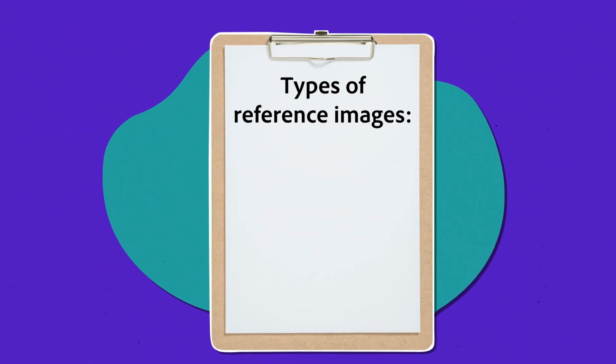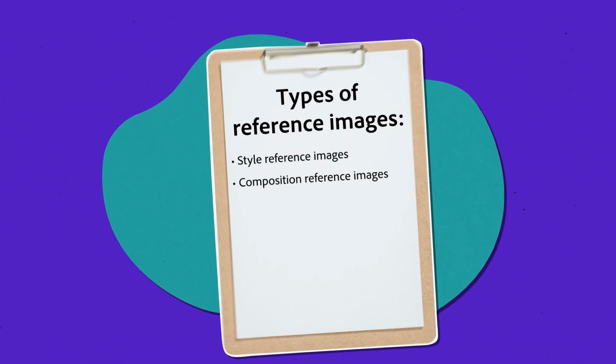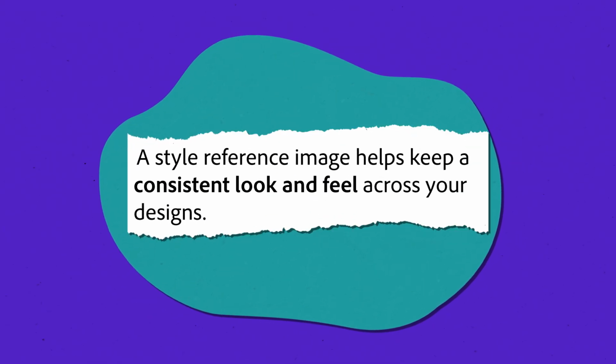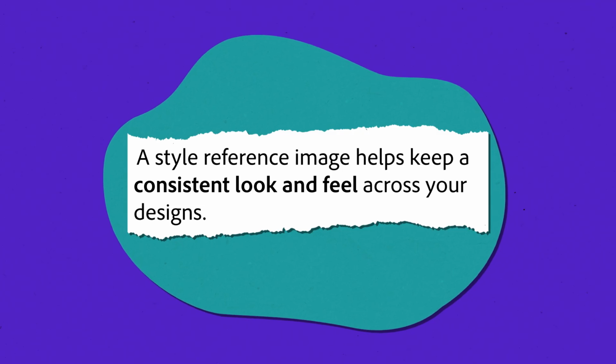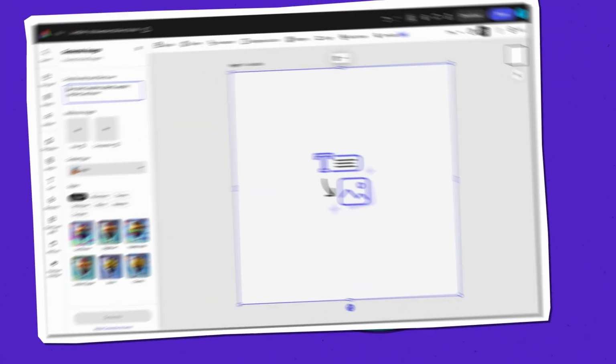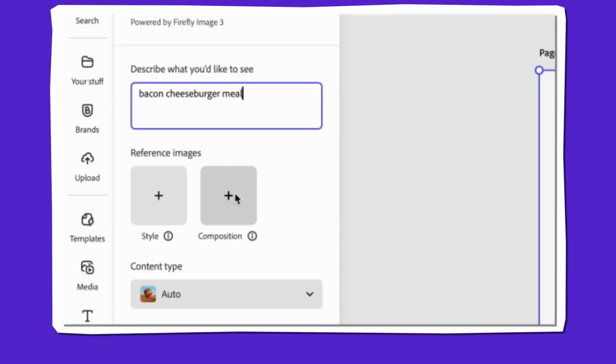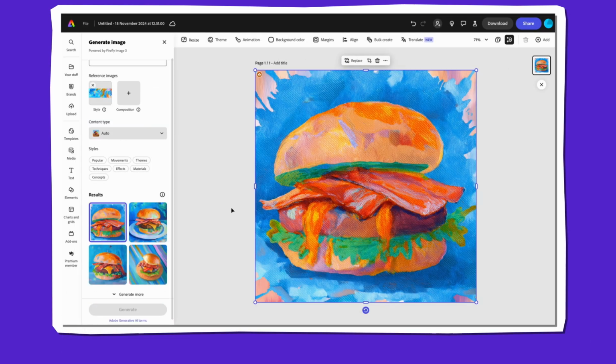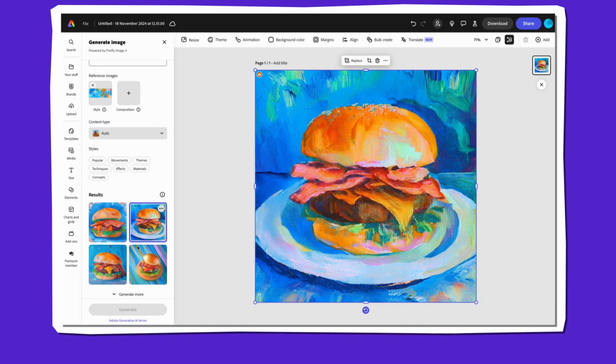There are two ways to use reference images in your projects. This includes style reference images and composition reference images. A style reference image helps you keep a consistent look and feel across your designs. By using a reference image, you can match the style of your generated images to the style of your reference image. This means you can ensure that your generated images have the specific color, texture, lighting, and stylistic elements that you're looking for.